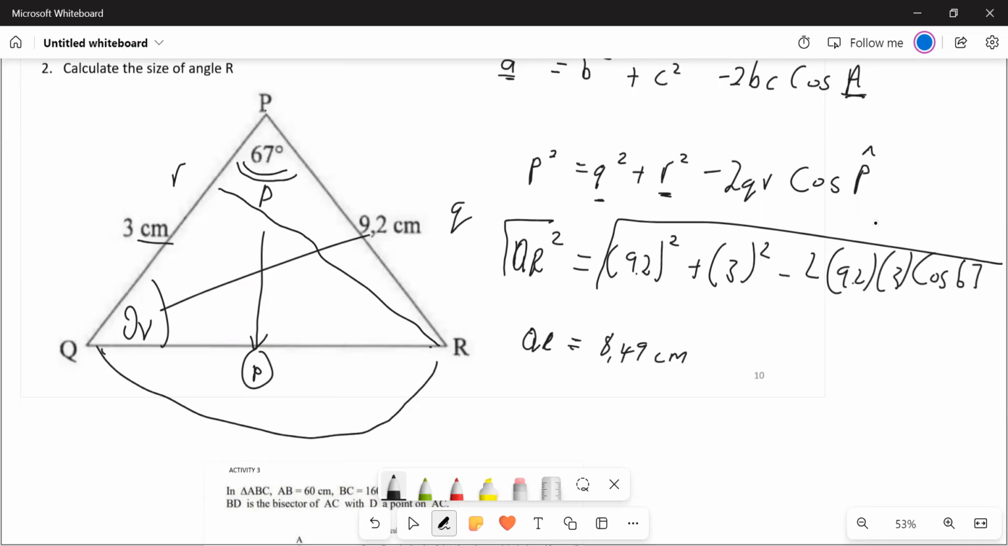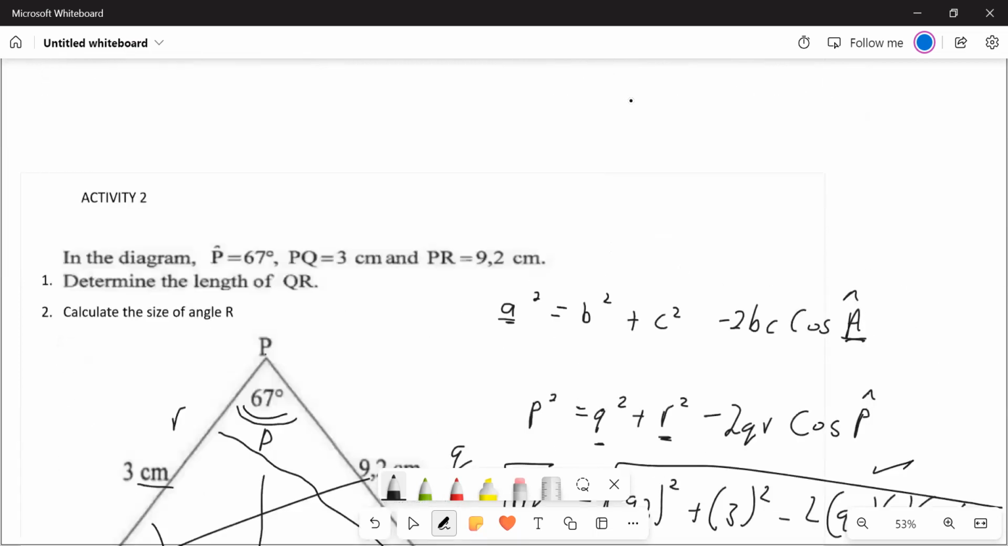Then this is going to be 2 marks. You get 1 and then you get 2 here. Let's go to the next question then.